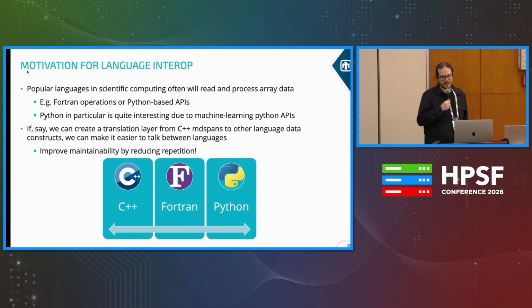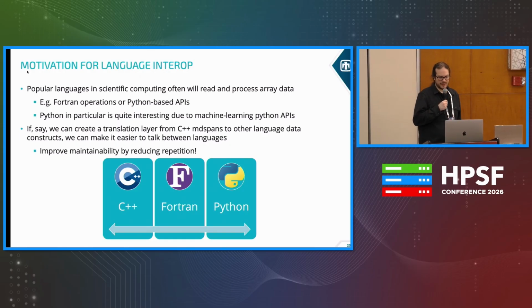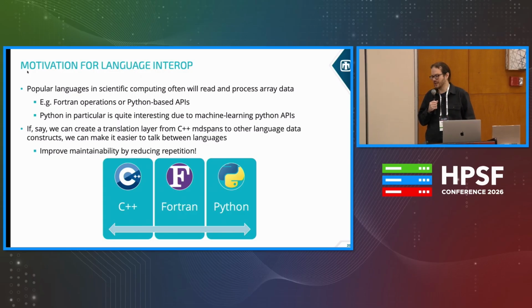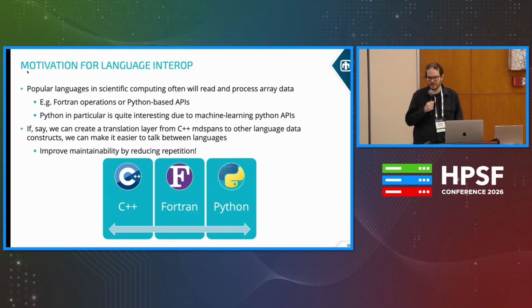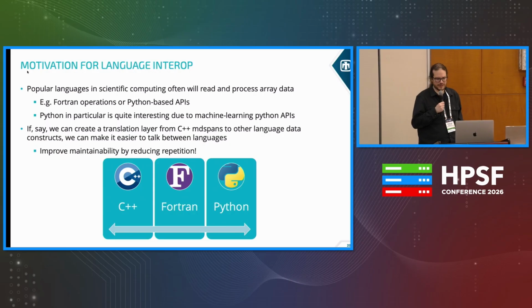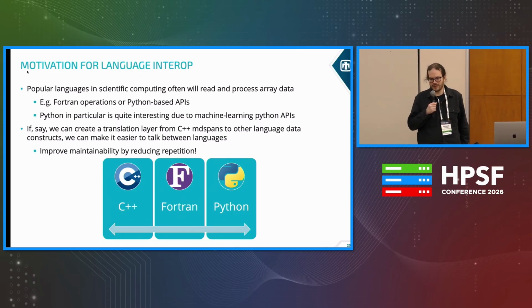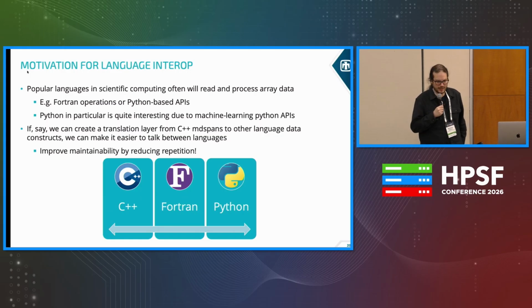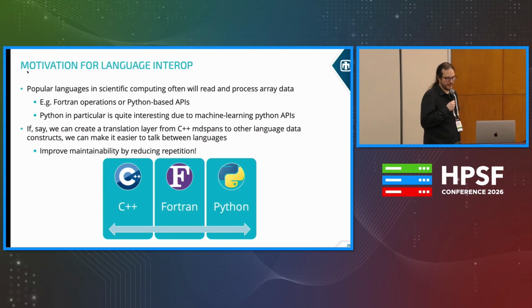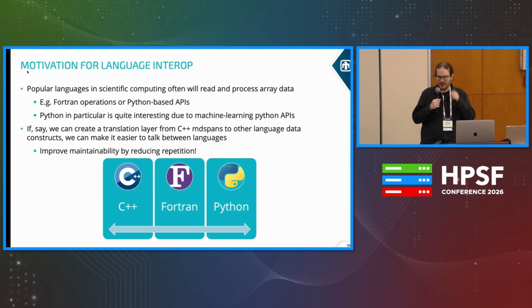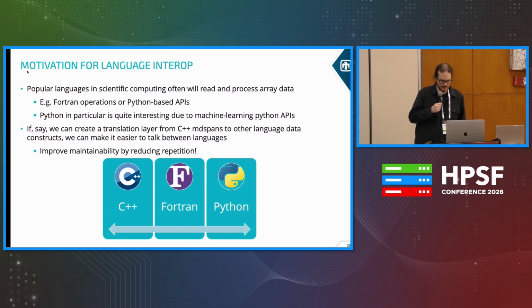If we can create some sort of translation layer from C++ to other language data constructs, we can make it easier to interoperate and talk between languages. The idea is that this will also improve maintainability, because if there's just one layer for talking between C++ and Python, then you don't always have to write your own wrappers for your own data structures. That's the idea behind all of this.